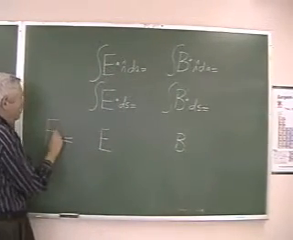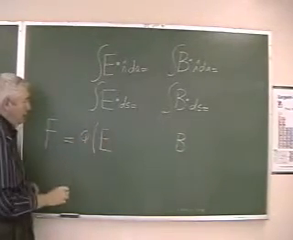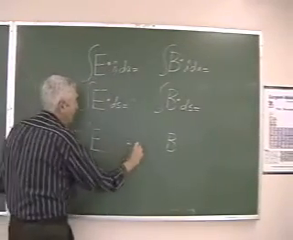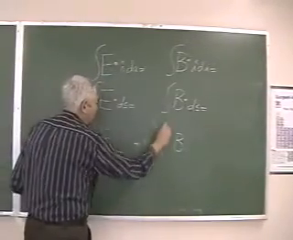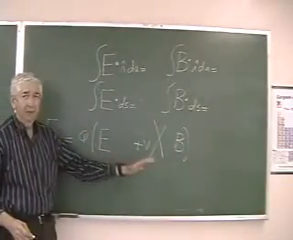Now the Lorentz force is equal to the charge Q multiplied by the electric field, plus the charge Q moving with the velocity v across a magnetic field. This is the Lorentz force.